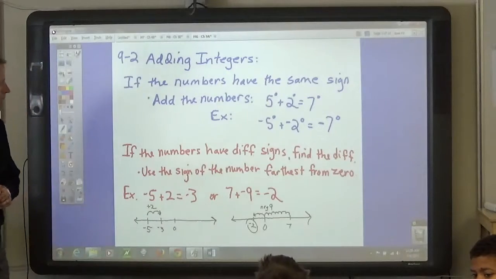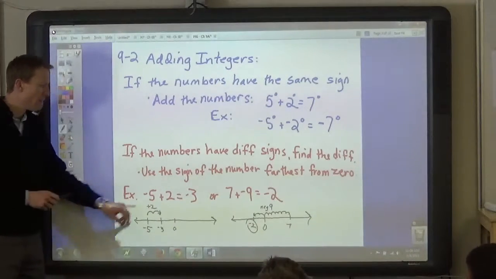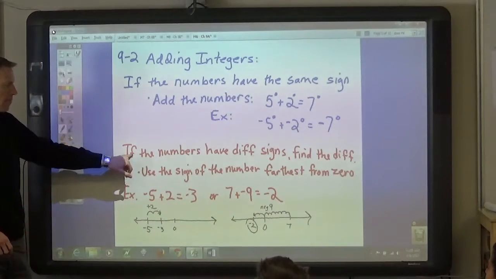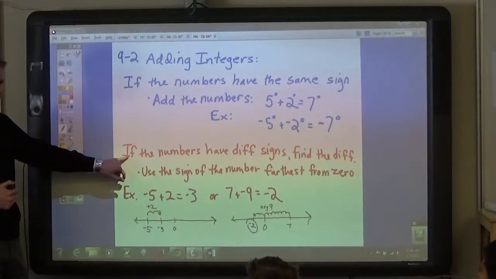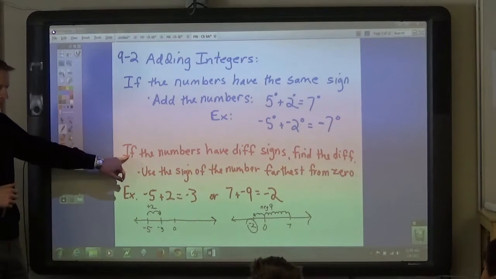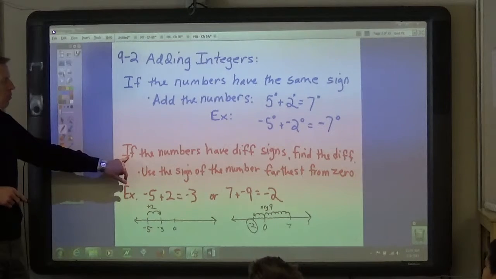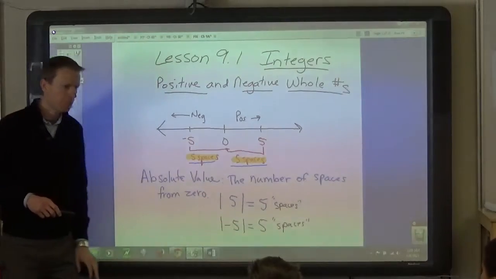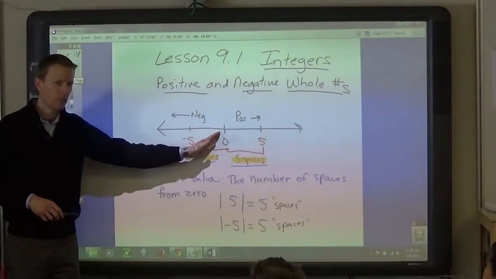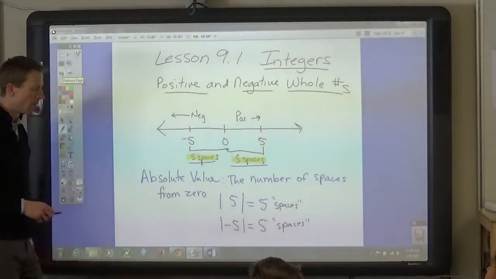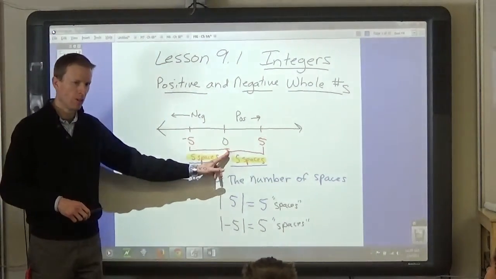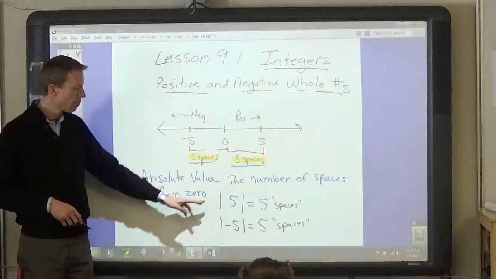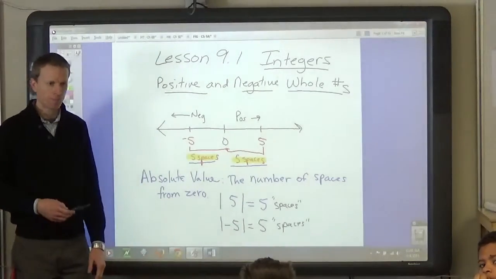Okay? Now, the trickier ones are when they don't have the same sign. Like this. If the numbers have different signs, then you have to find their difference. And it's really the difference of their absolute values. Do you remember yesterday when we talked about absolute value? Absolute value is how far a number is from 0. Negative 5 is 5 spaces from 0. 5 is also 5 spaces from 0. So the absolute value of those numbers are the same.